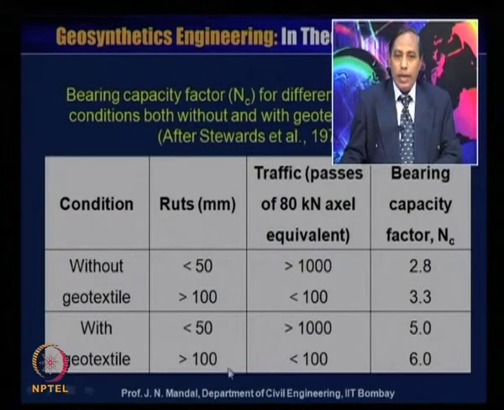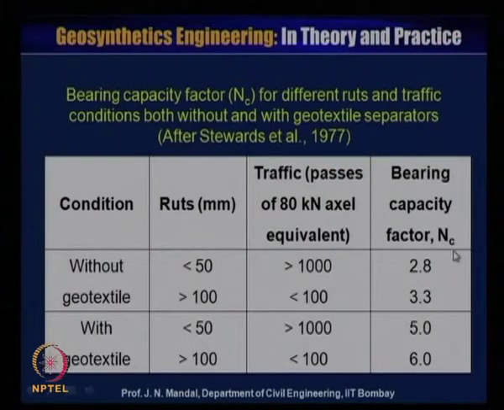And when the rut is greater than 100 millimeter and traffic is less than 100, then the bearing capacity factor Nc is equal to 6. So, we will determine that Nc factor without and with geotextile, and we will check what is the benefit of the use of the geotextile material in an unpaved road.